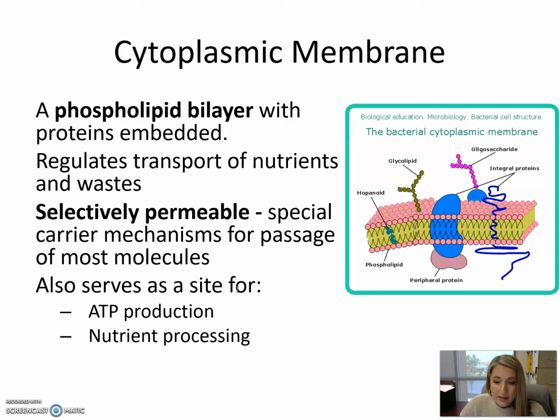So the cell membrane is still involved in transport. That's its primary function. But with bacteria, it has multiple other functions, including ATP production and nutrient processing.